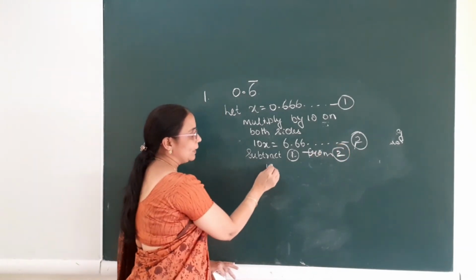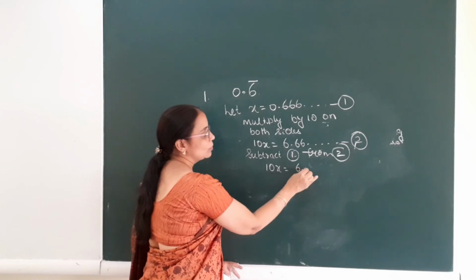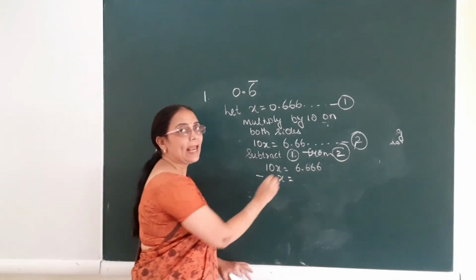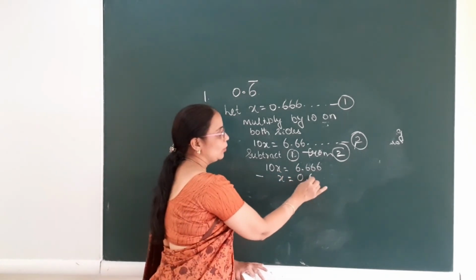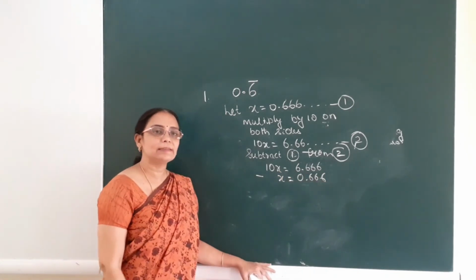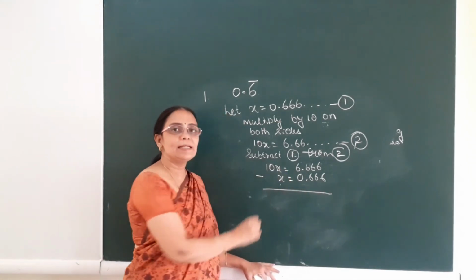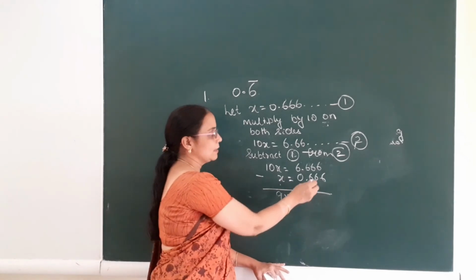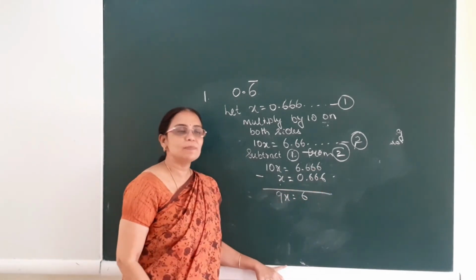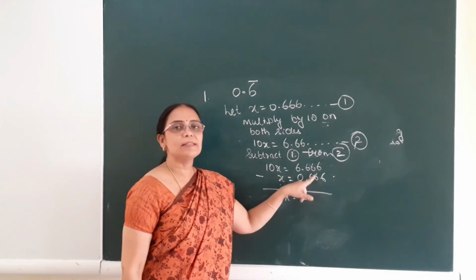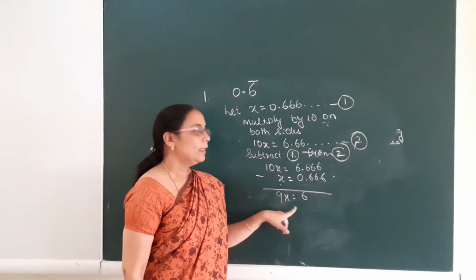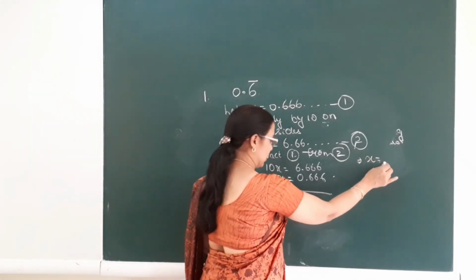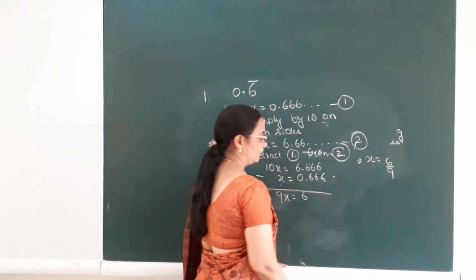So now what will happen? 10x is equal to 6.666 and so on, minus x is equal to 0.666 and so on. We can write it like this. 10x minus x is 9x, and the right side will become 6, because all the decimal places will become 0: 6 minus 6 is 0, 6 minus 6 is 0, and it will go on. So 9x is equal to 6. Now you can write x is equal to 6 upon 9.